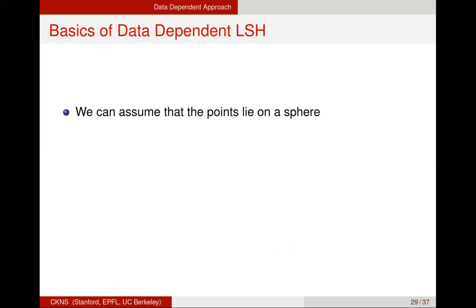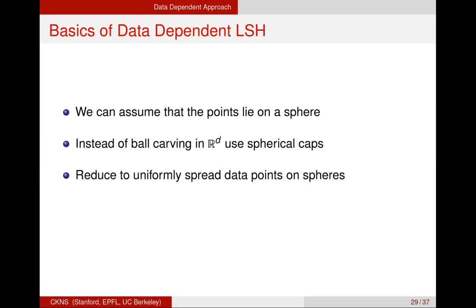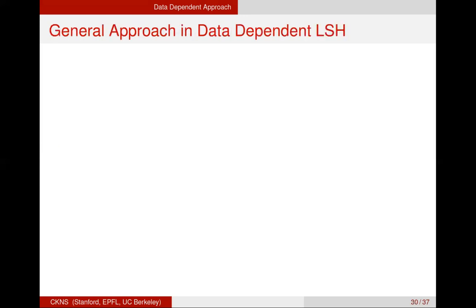First, assume that the dataset always lies on a sphere instead of the whole space. Instead of doing ball carving in R^d, we use spherical caps to partition the sphere. And we always want to reduce to the case where the data points are uniformly spread on the sphere. So the general approach in data-dependent LSH is a recursive hashing scheme, meaning that first we hash points into large buckets, and then we hash these large buckets into smaller and smaller buckets in a tree-based fashion.